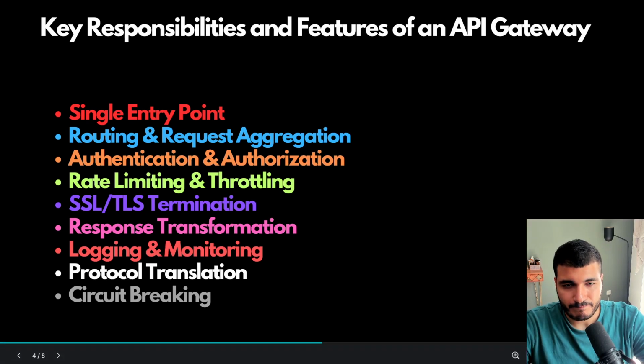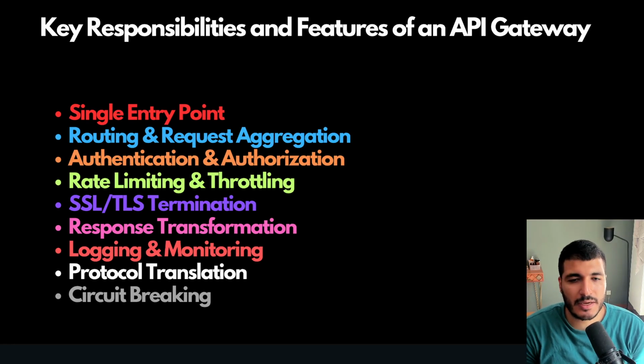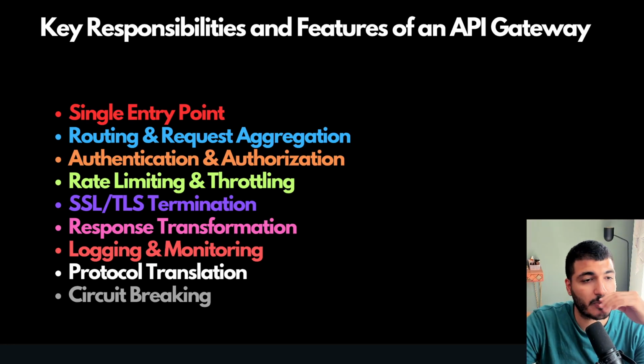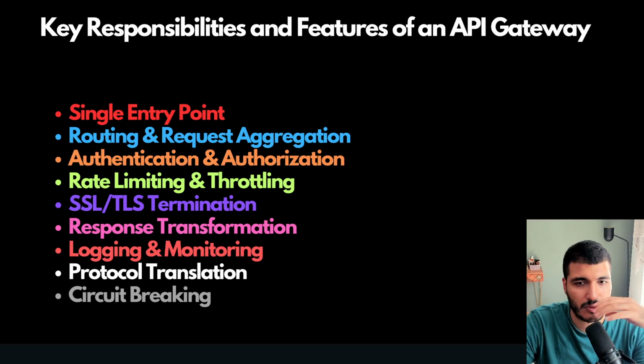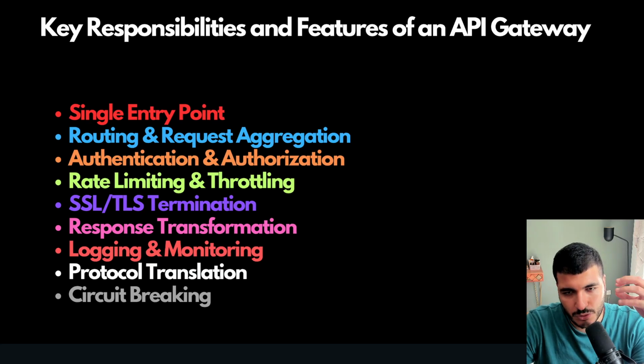So API gateways take a wide array of responsibilities, like centralizing concerns that would otherwise be duplicated across many microservices or handled inefficiently by clients. The first thing, single entry point. It provides a single entry point for all your backend services, simplifying how client applications interact with your system. A client only needs to know the gateway's address, and that's it.